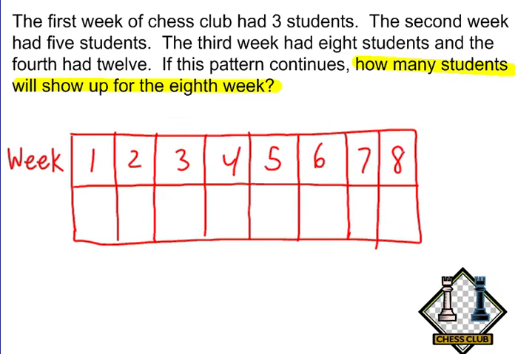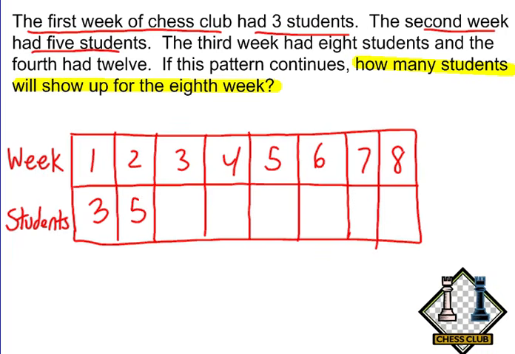All right, let's see what else we know here. The first week, chess club had 3 students. So only 3 students showed up on the first week. Then the second week, we had 5 students. The third week had 8. And the fourth had 12 students. If this pattern continues, how many students will show up for the 8th week? So there must be a pattern there. Let's take a look and see if we can see one.